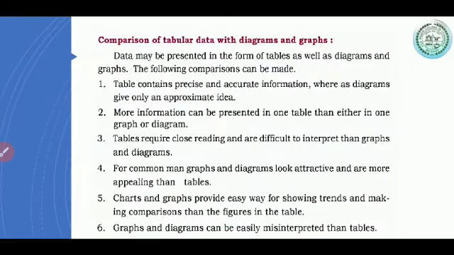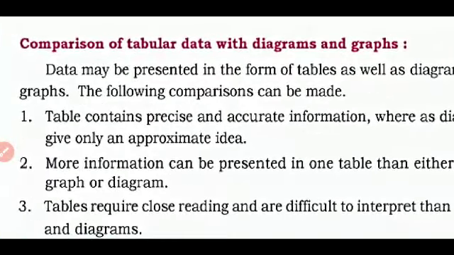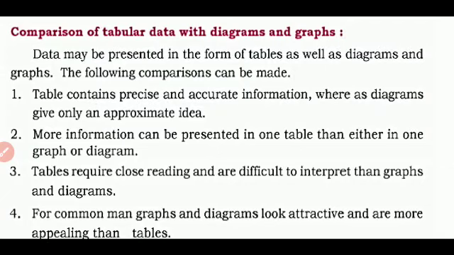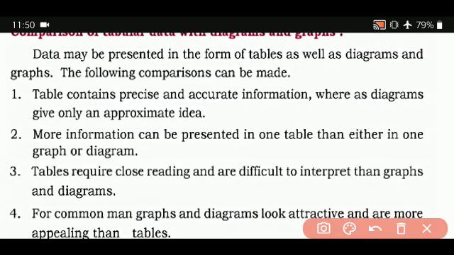We will see what is the comparison of tabular data with diagrams and graphs. What are the points you have to consider or remember? Data may be presented in the form of tables as well as diagrams and graphs. The following comparisons can be made. First, table contains precise and accurate information, whereas diagrams give only an approximate data. Very true. Second, more information can be presented in one table than either in one graph or diagram.